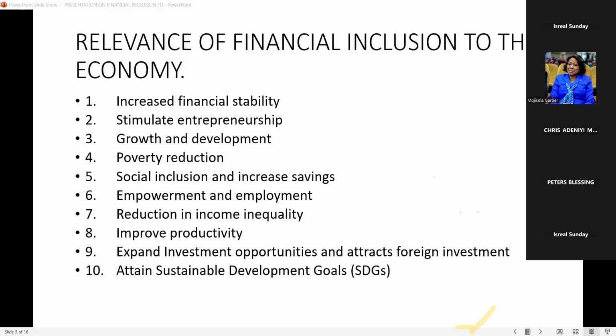Then empowerment and employment. When people have access to financial services, it's a way of empowering them. Their eyes are open, okay? And some are even able to be gainfully employed, for example, people who are doing POS. POS agent, it's an employment. They are able to earn at least a decent income to sustain themselves. Okay. Then social inclusion and increase in savings.